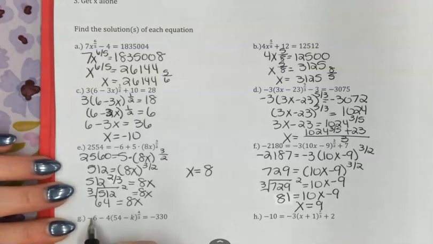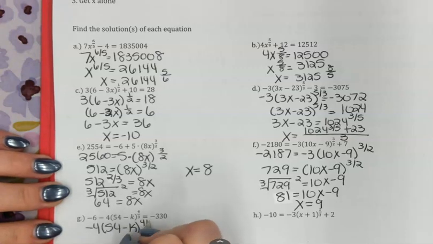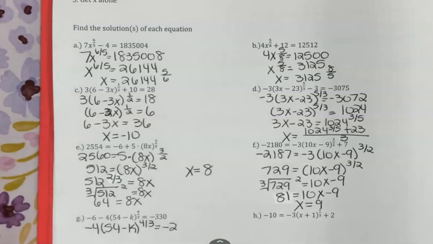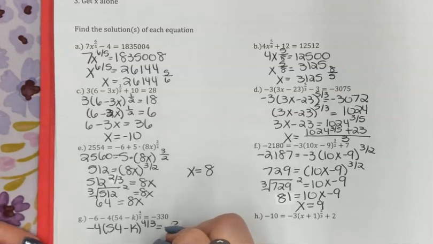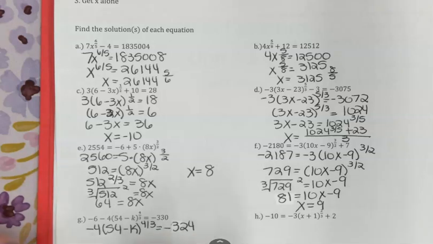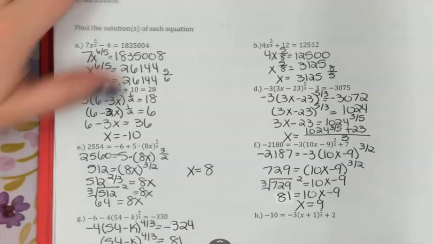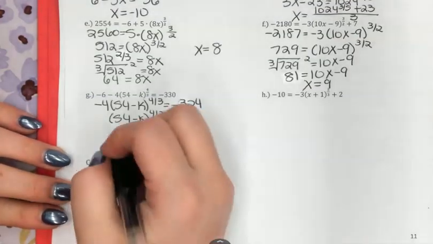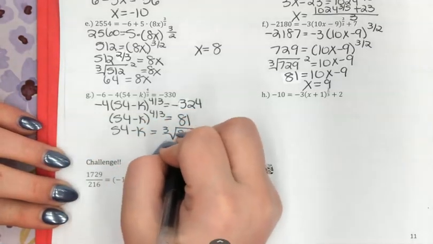On to G. First I'm going to add 6. Going to be negative 324. Then I can divide both sides by -4. And I get 81. Oops, sorry, you can't see. I get 81. Now my reciprocal both sides, that's going to be to the 4/3 power. So 54 minus k is going to be the cube root of 81 to the 4th power.